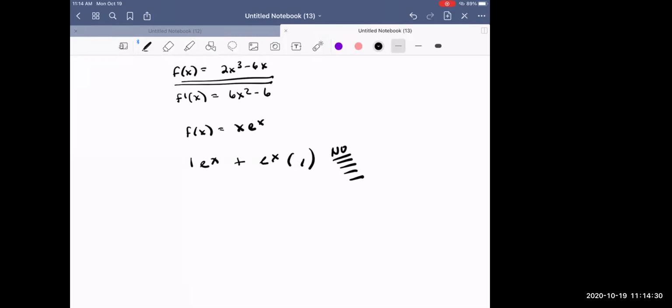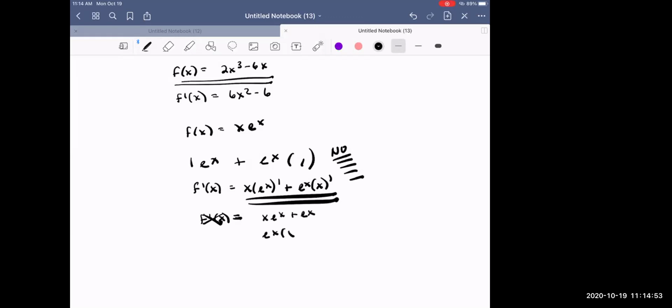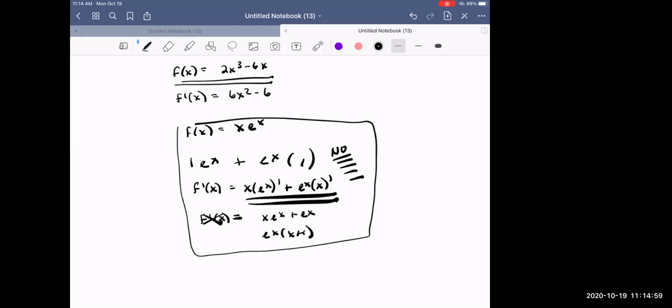So we don't write this. We tell the grader, I understand this is a product, and I'm going to show you that I understand because I'm going to write out the rule mathematically. You see what I'm doing here? This is my next step. And then you don't even need to write that, just equals. And then e to the x plus e to the x, which is e to the x times x plus 1, something like that. So you want to keep your work nice, neat, legible, compact together.